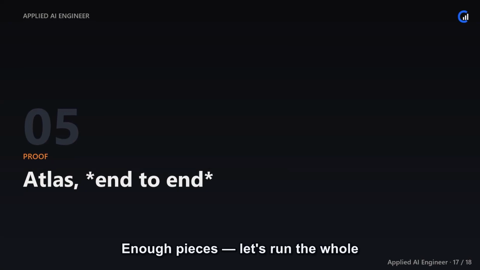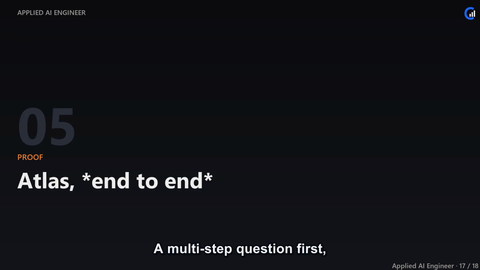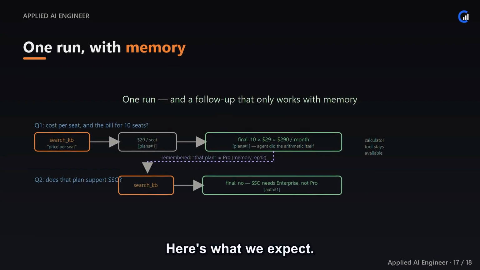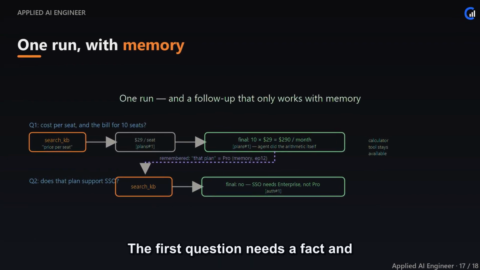Enough pieces, let's run the whole thing. A multi-step question first, then a follow-up that only works if memory is doing its job. Here's what we expect. The first question needs a fact and a calculation, so Atlas searches the knowledge base, gets the per seat price, and produces the monthly bill with a citation. Then the follow-up, "does that plan support SSO?" has no plan named in it at all. Only memory of the first turn lets Atlas know that plan means pro. Let's see it actually happen.